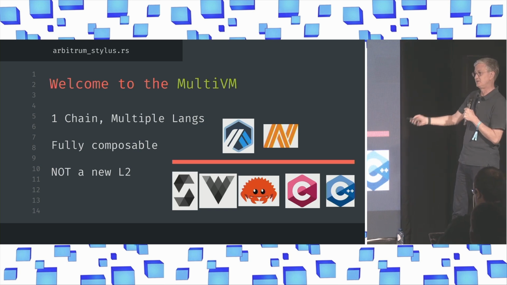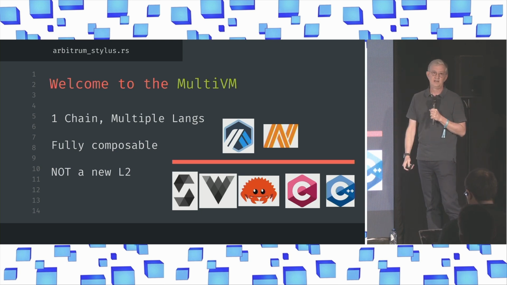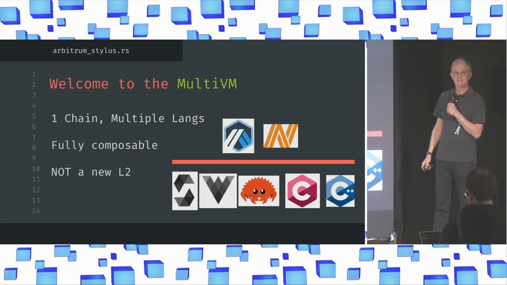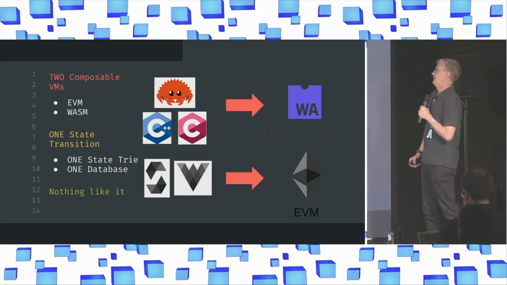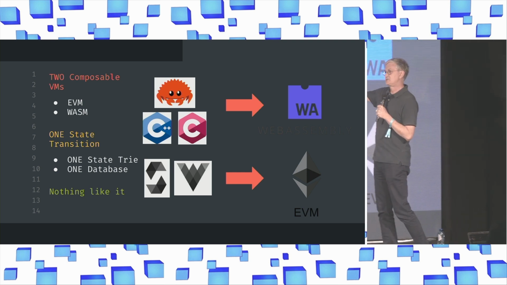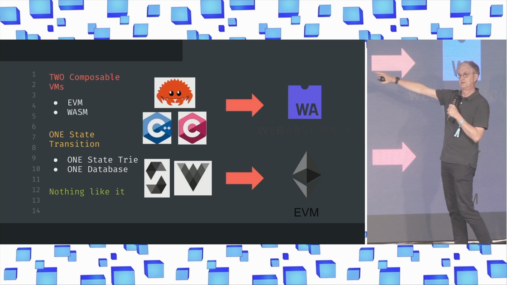So this is not a new L2. This is designed to run on existing chains. Existing Arbitrum chains can upgrade into it. And indeed, the main Arbitrum testnet is already upgraded into Stylus. Okay, so underneath the covers, the way this works from an engineering standpoint is that two composable virtual machines are built.